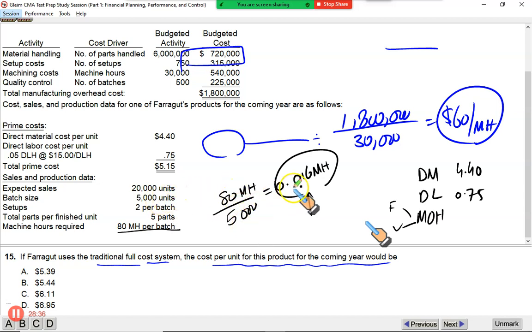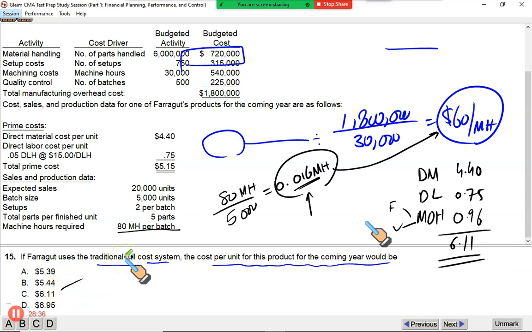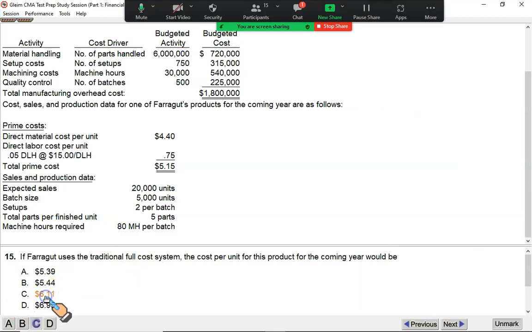80 by 5,000 is 0.016. This is the time consumed by a single unit, and our overhead application rate is $60 per machine hour, but this item took only 0.016 hour. Multiply this with 60, it will give you 0.96. See, 0.96 plus 4.4 plus 0.75. Simple. You complete your product costing, you go home. 6.11, finish.